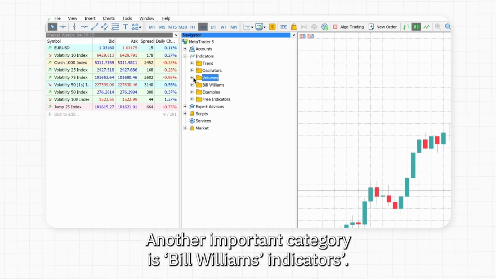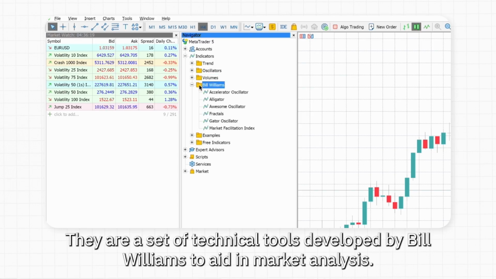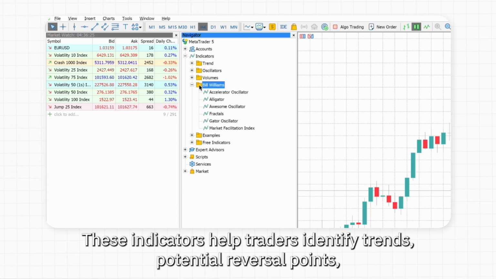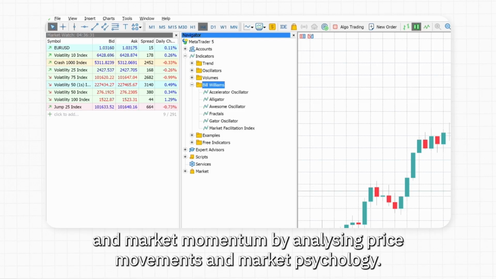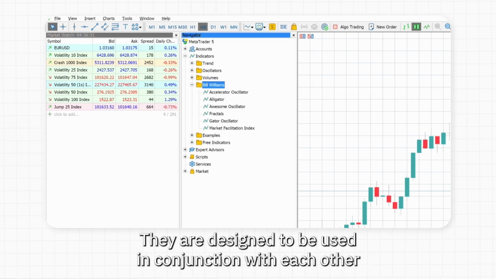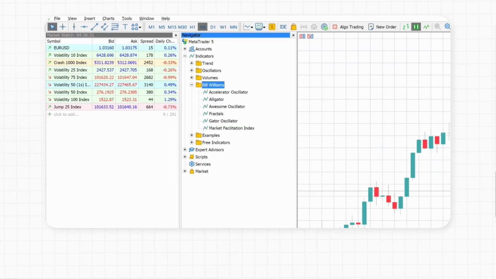Another important category is Bill Williams indicators. They are a set of technical tools developed by Bill Williams to aid in market analysis. These indicators help traders identify trends, potential reversal points, and market momentum by analyzing price movements and market psychology. They are designed to be used in conjunction with each other to provide a comprehensive view of market conditions.